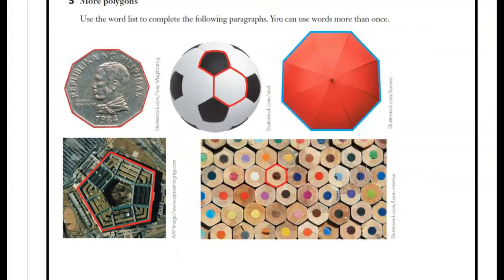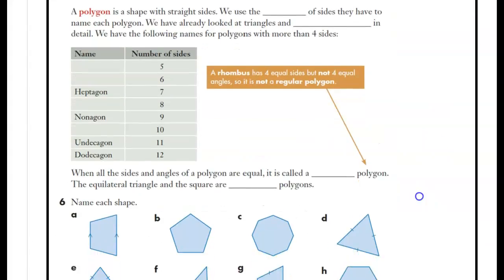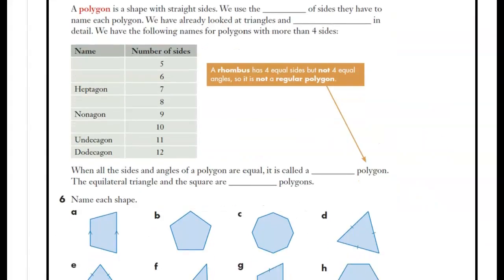All right, then it continues on to look at more polygons. So you can see where they come up in various places here, and interestingly in nature as well. Let's see if you can write the names.